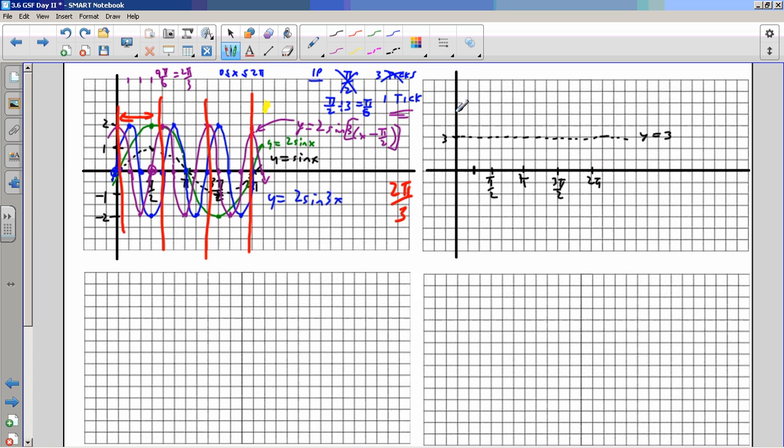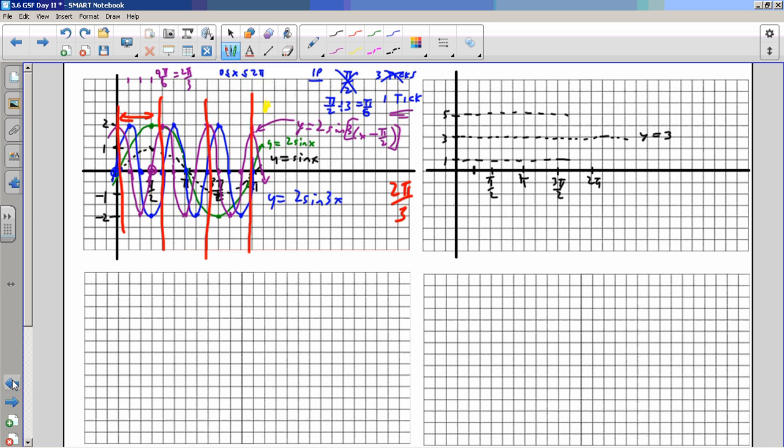Well, how far is it going to go up? We said the amplitude was 2, so it goes up to 5 and down to 1. That means it's going to be trapped between these 3 lines: middle line, high line, low line. Okay, dandy. Now, where's the starting point?